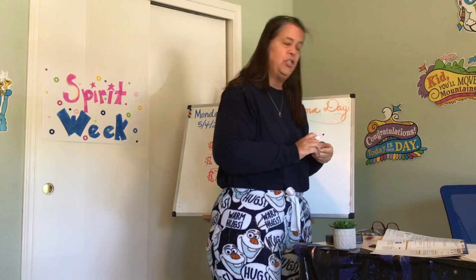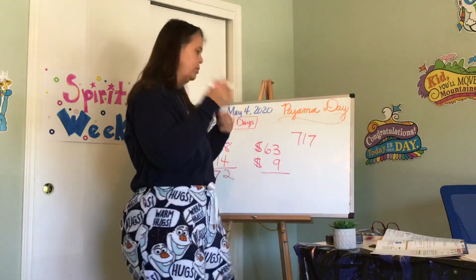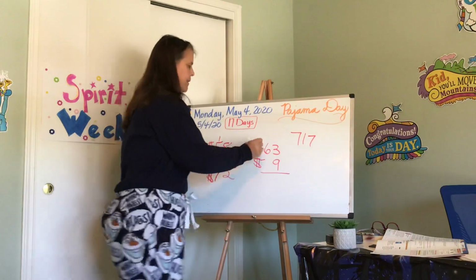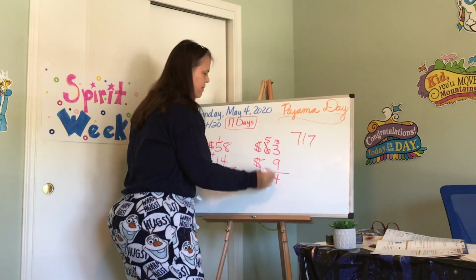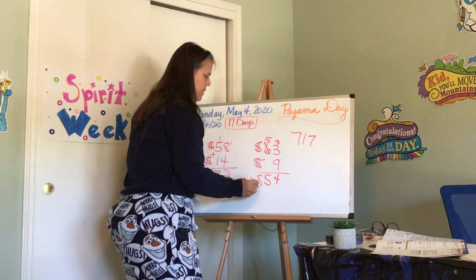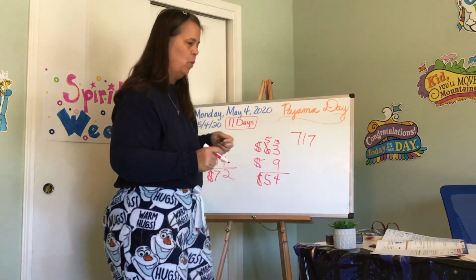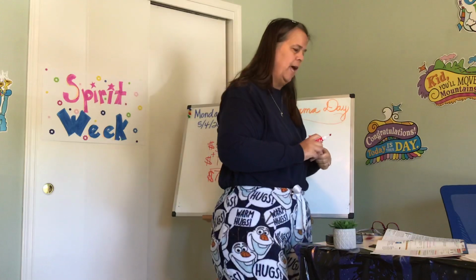Next, Mr. Walton, what did he do? He withdrew, so we're going to subtract. Okay, 13 minus 9 is 4. 5 minus nothing is 5. So Mr. Walton has $54. Let's move on to the next one.